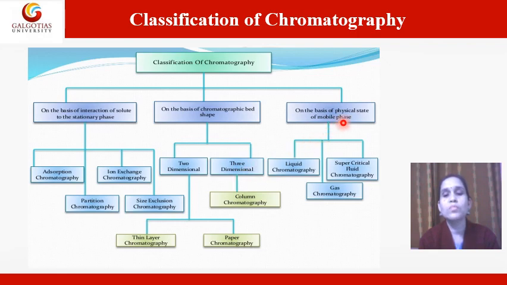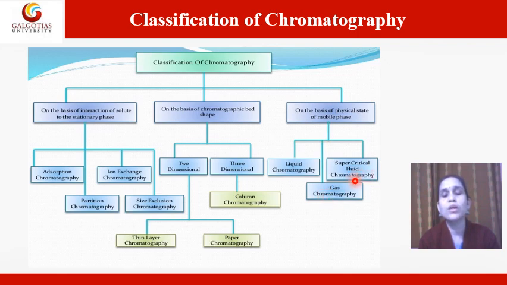Then on the basis of the physical state of the mobile phase. Whatever mobile phase or solvent we are using for the separation of the components in a mixture, on that basis there are also three different types: liquid chromatography, gas chromatography, and supercritical fluid chromatography. Liquid chromatography means our mobile phase is a solvent or liquid. But in gas chromatography, the mobile phase is gas and the stationary phase is solid.